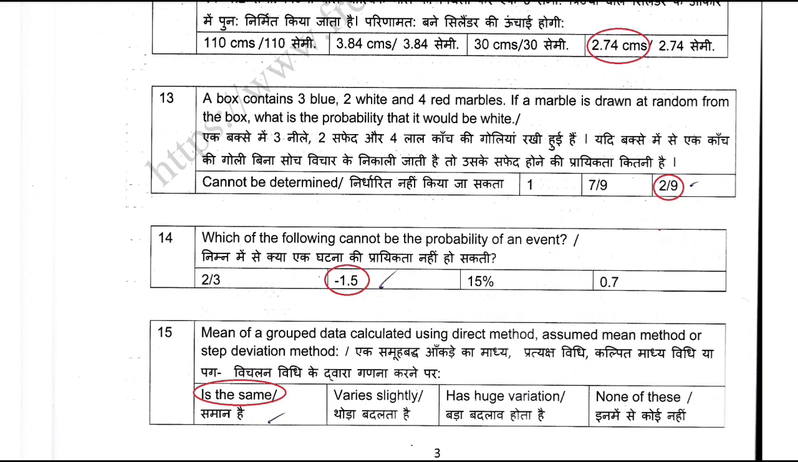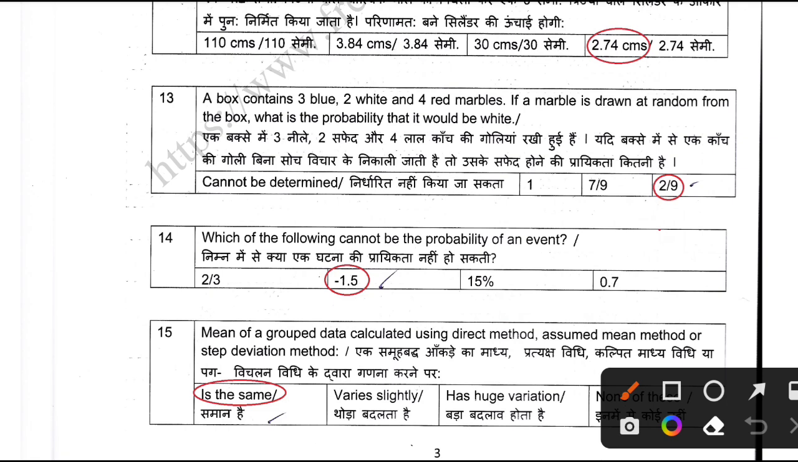A box contains 3 blue, 2 white and 4 red marbles. If a marble is drawn at random from the box, what is the probability that it would be white? The answer is 2 by 9. Which of the following cannot be the probability of an event?